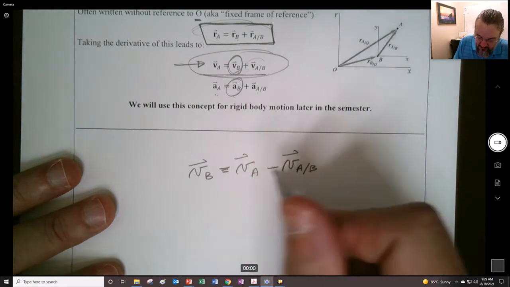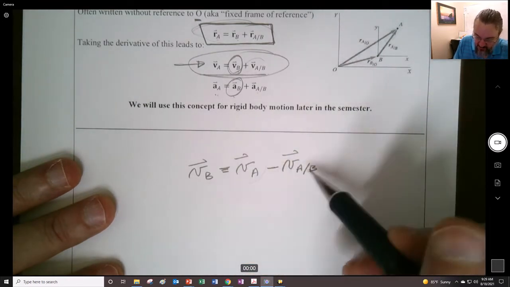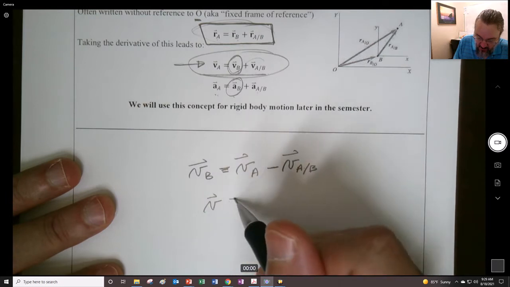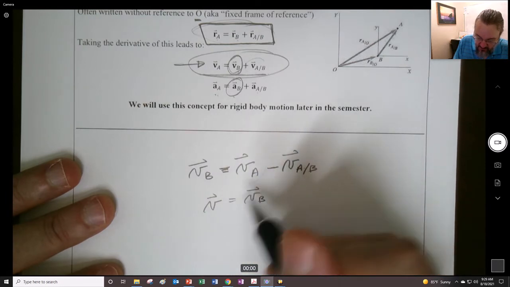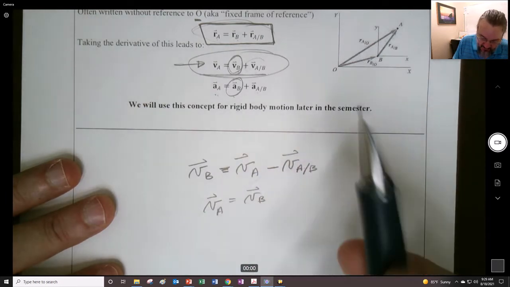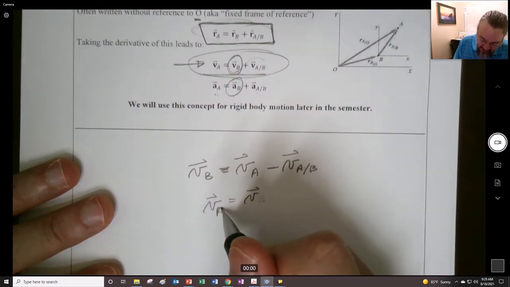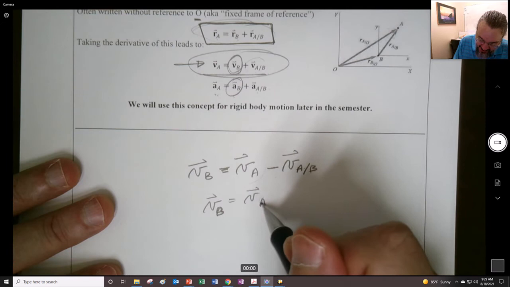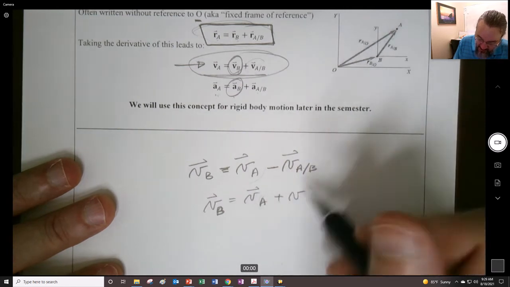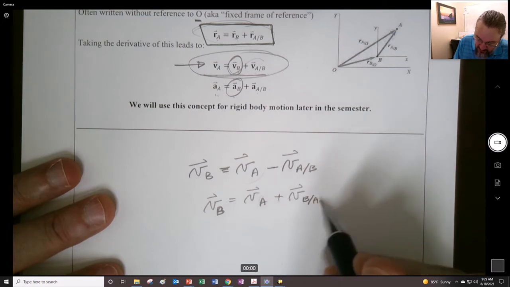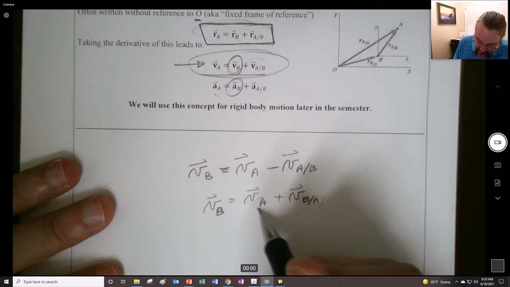But if this is the reference, we would rather have B with respect to A, so it should be VB is going to be equal to VA plus VB with respect to A, right? It says "with respect to," so that means that is the reference right there.